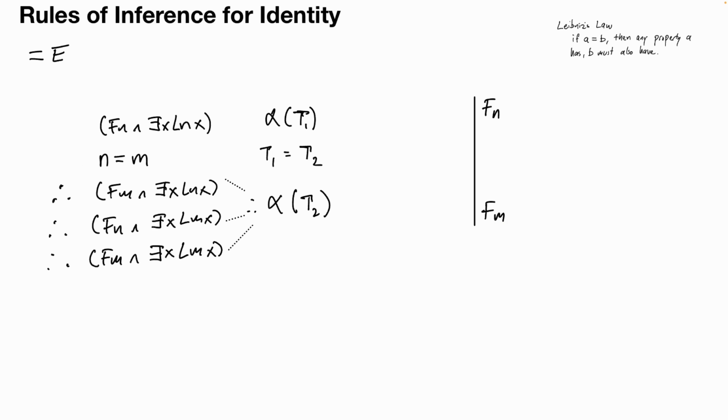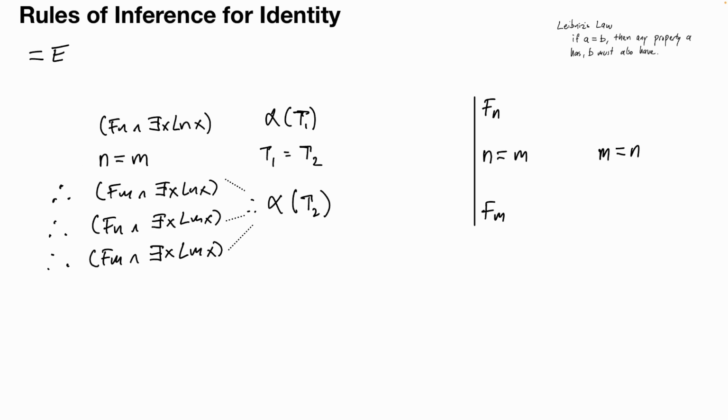So if you're starting with Fn and you want to derive Fm, then as I stated the identity elimination rule earlier, strictly speaking, you would need n equals m. The identity m equals n, where the term you want to swap out appears second, and the term you want to swap in appears first, wouldn't actually be good enough.